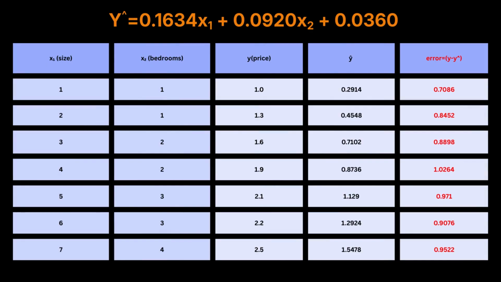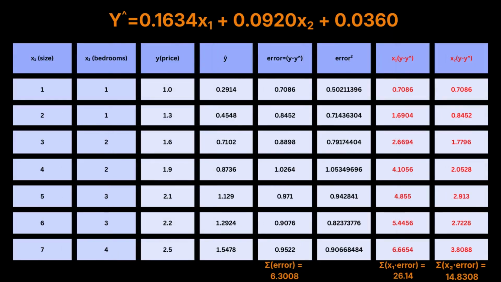Next, we calculate error for each row. Error is actual minus predicted. These errors are what gradients use to decide the direction of improvement. So we'll compute errors, and then we'll summarize them using sums.